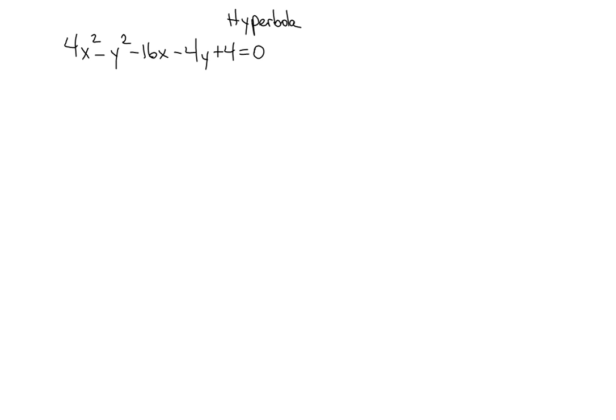Okay, here we go. Sorry, I think that's supposed to be a minus 4. Yeah, minus 4 is the book example. Not that it matters. We can do it either way. So the first thing I'm going to do is group my x's together. 4x squared minus 16x. Group my y's together. Minus y squared minus 4y. And I'm going to add 4 to both sides to move it over.